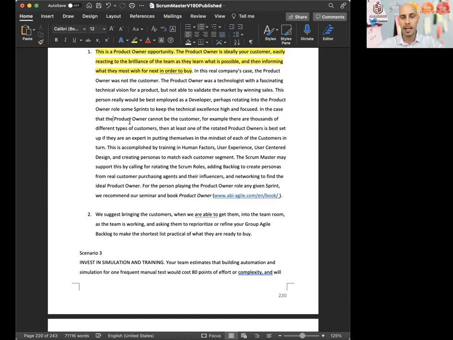the product owner cannot be the customer, for example, there are thousands of different types of customers, then at least one of the rotated product owners is best set up if they are an expert in putting themselves in the mindset of each customer in turn. This is accomplished by training in human factors, user experience, user-centered design, and creating personas to match each customer segment.